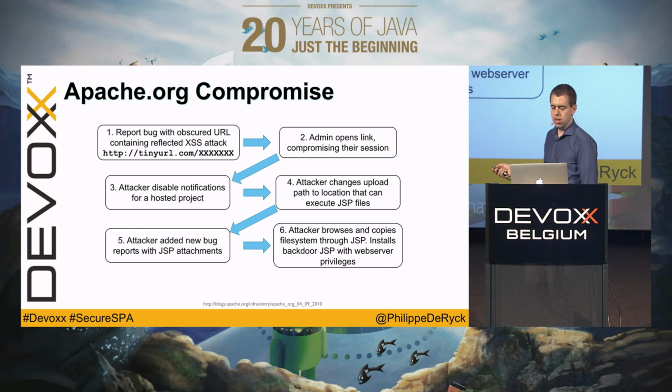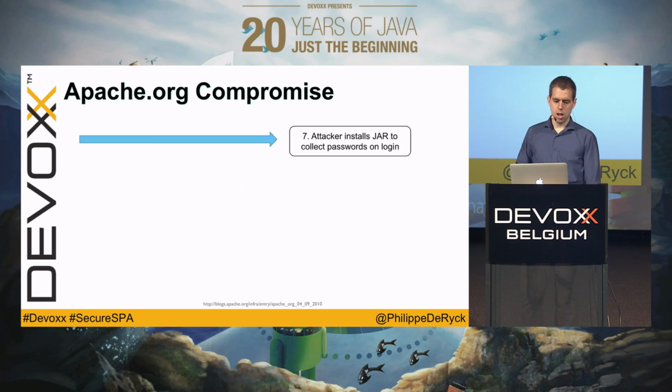So now we have essentially an attacker having control over the server, all starting with a cross-site scripting bug. And this is only the first slide. I have a second slide continuing with this breach. So the attacker started messing with the application, and he installed a jar file to collect passwords when the user logs in. So he essentially modified the login form, so passwords are stored.